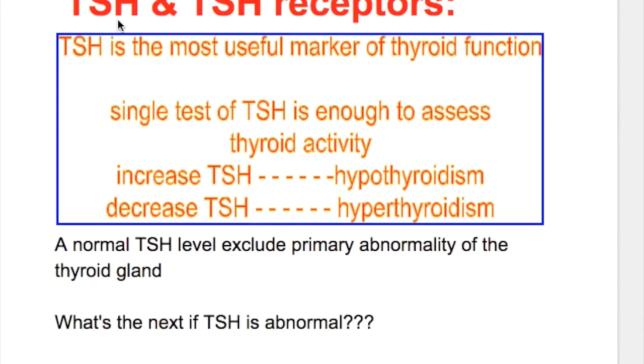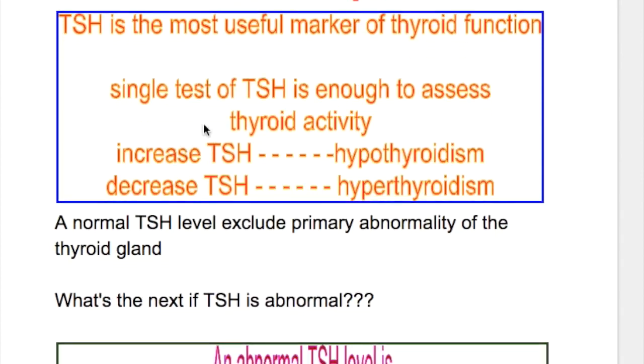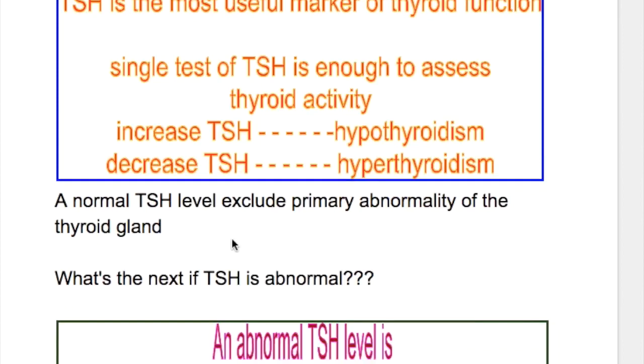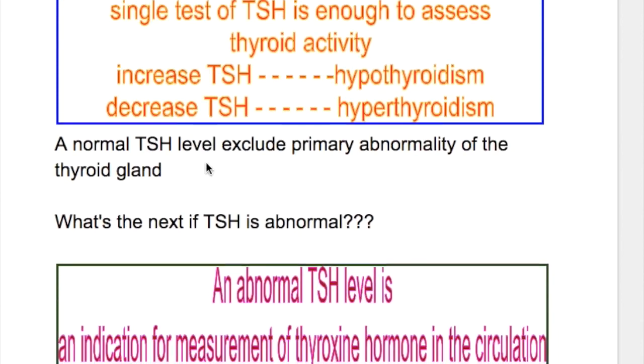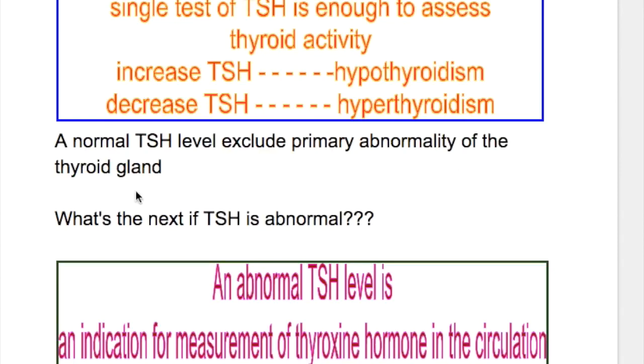Thyroid stimulating hormone. In this video, we will discuss TSH receptors, TSH antibodies, and TSH functions. TSH is the most useful marker of thyroid function. A single test of TSH is enough to assess thyroid activity. Increased TSH occurs in hypothyroidism and a decreased TSH occurs in hyperthyroidism. A normal TSH level excludes primary abnormality of the thyroid gland.